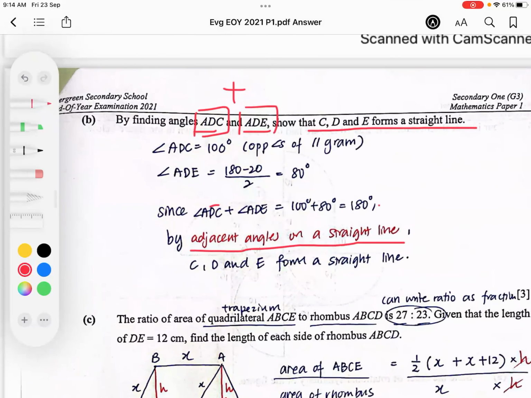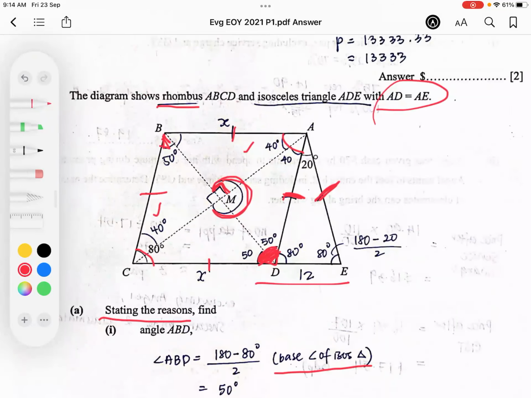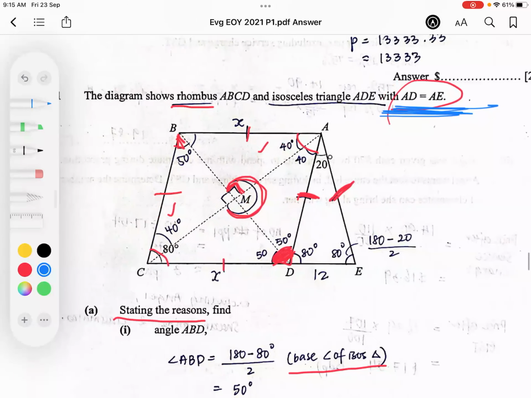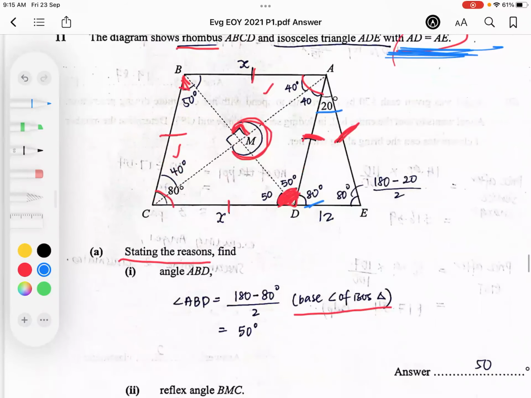Next one, ADE. What's ADE? A lot of students sometimes say, oh, 180 minus 100. But we cannot assume because they want us to show that property. So we use the next feature, the one that's not used yet, this isosceles triangle, right? So angle sum of triangle, 180 minus the 20, divided by 2. Then I get 80. Oh yes, this is 80 degrees.